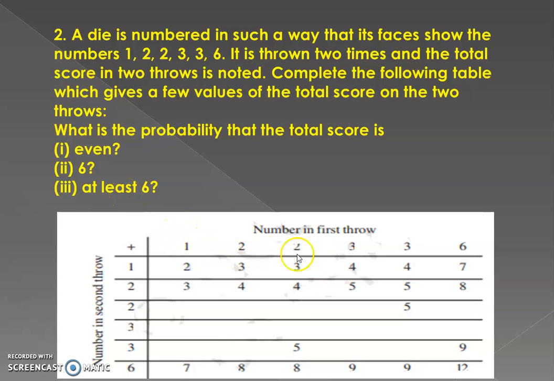So the first row shows you the number that the die shows in the first throw, because the same die is thrown 2 times. Now this question can also be asked in this way, that there are 2 dice, similar ones, which are thrown simultaneously. Then also the sample space will be the same. So this is the number on the first throw, and vertically it is shown the number in the second throw. Then these in-between numbers are the sum of the 2. So this table has to be completed.